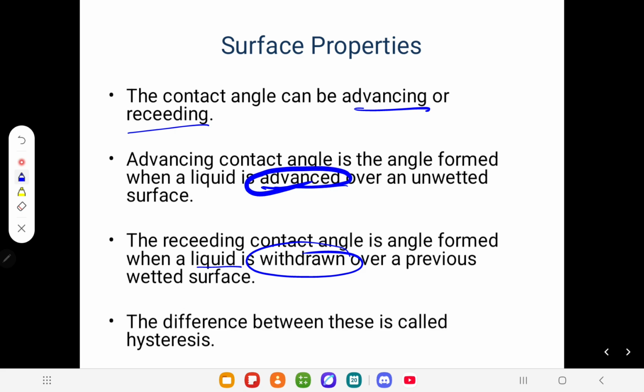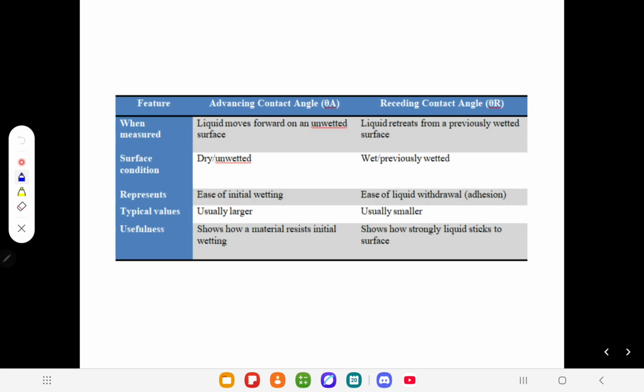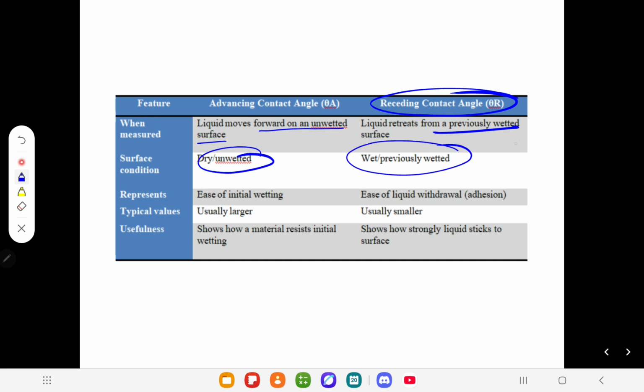The difference between these is called hysteresis. That's another point. Let's move on. What is the advancing and what is the receding angle? When the liquid moves forward on the unwetted surface, to make it wet, it's called the advancing angle. And when the liquid is retreated from the wetted surface, basically withdrawn from it, then it's called the receding angle. So the surface condition is dry, unwetted, then we put a drop and it moves. If the surface was wetted previously and we withdraw the drop, that's called the receding angle.